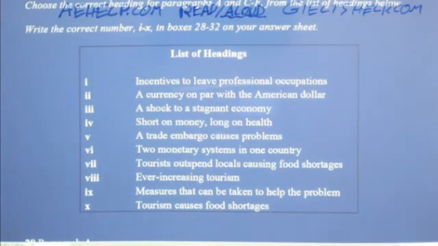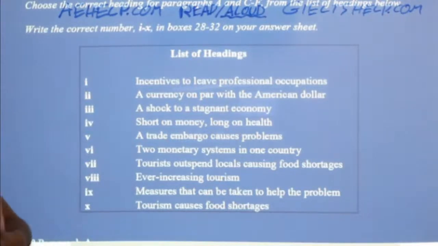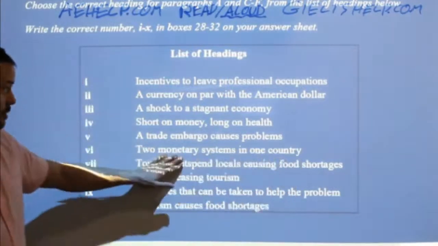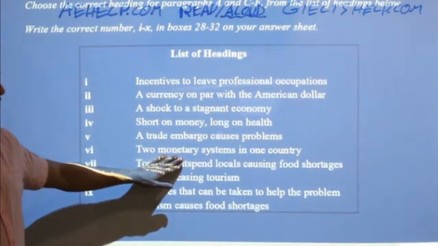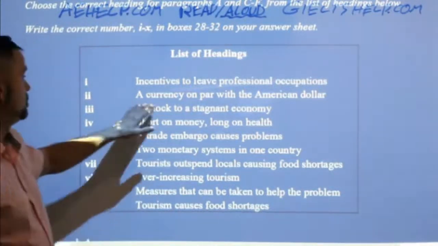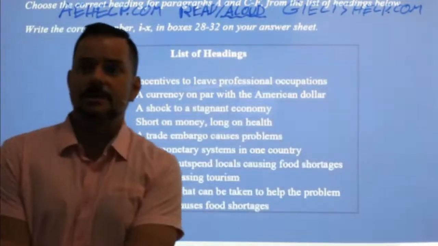Okay, Ois says number two, Puiti says number four, Janil says number six, Leia says number six. Yeah, so be careful, Ois, not to get lost in details. That's one of the biggest dangers to get these wrong. The correct answer is number six, two monetary systems, the Cuban peso and the convertible peso. Saying that it's number two, a currency on par with the American dollar, that's only a part of the paragraph. So it has to be number six.